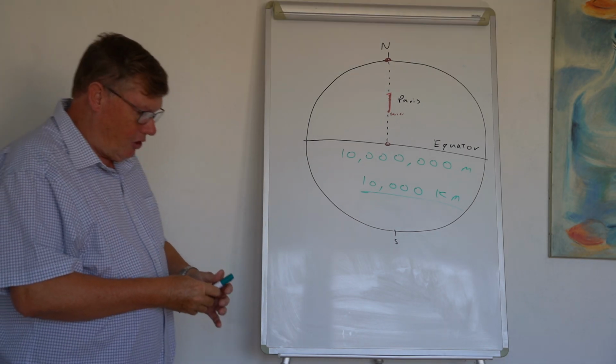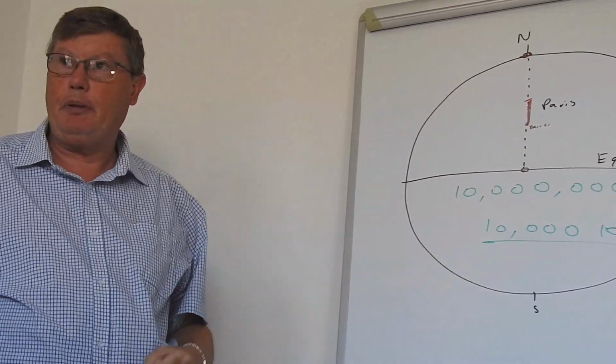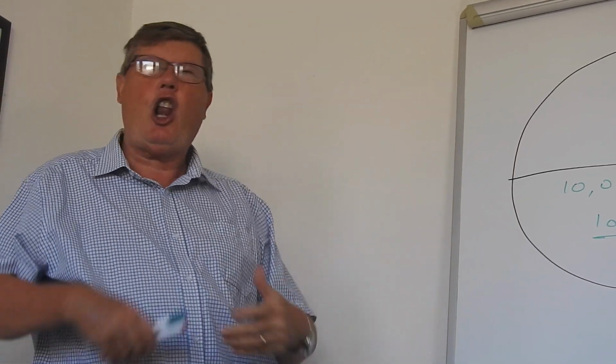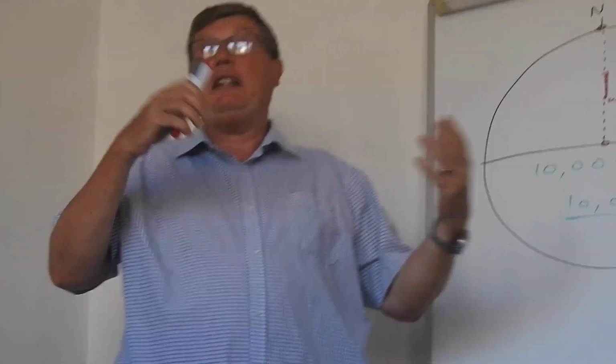So they did this, and it took them 4 years. They carefully measured the distance for this little bit across Europe. And then they came to a load of mathematics, and they came up with what they then called a meter.